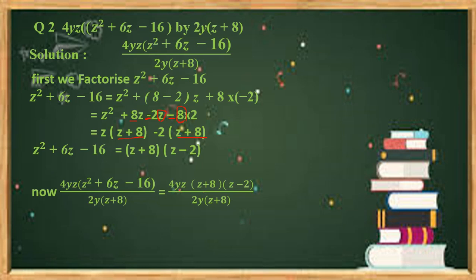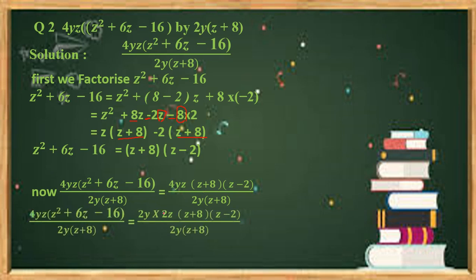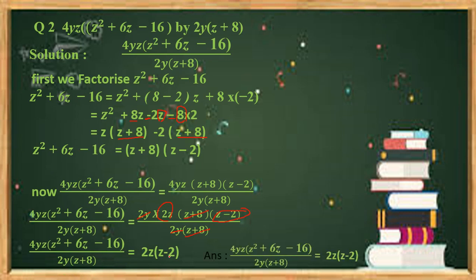Now 4yz we can write as the product of 2y into 2z, correct? Now this 2y and this 2y cancel out. The rest, z plus 8 and z plus 8, also divide each other. So the remaining quantities are 2z and z minus 2. So 2z into z minus 2 is the result of dividing 4yz into z square plus 6z minus 16 by 2y into z plus 8.